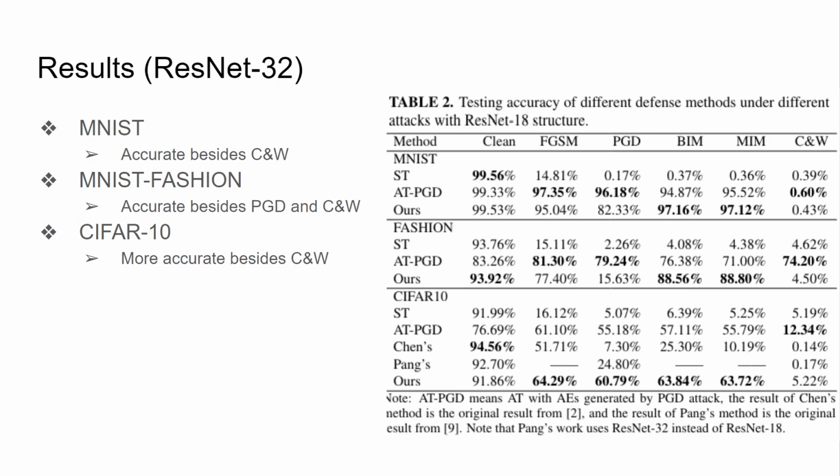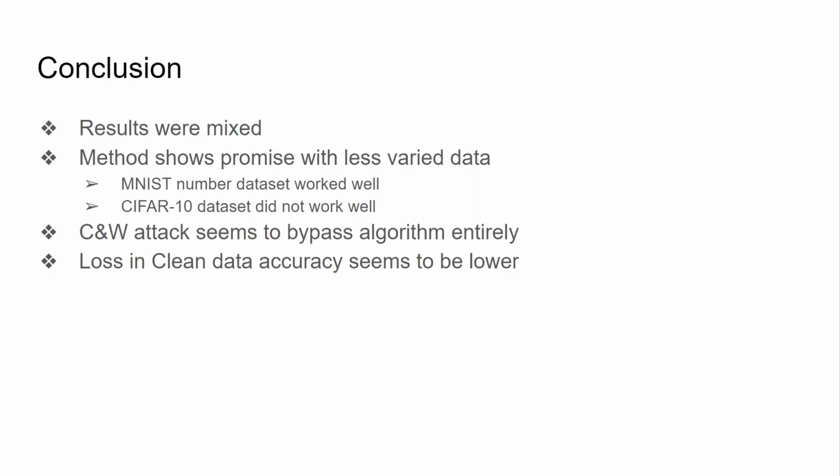So with the ResNet model, the CIFAR did a lot better. But yeah, as you can see, this algorithm helped in certain ways against specific attacks without compromising too much accuracy. So that's the results. All right, in conclusion, the results were very mixed.